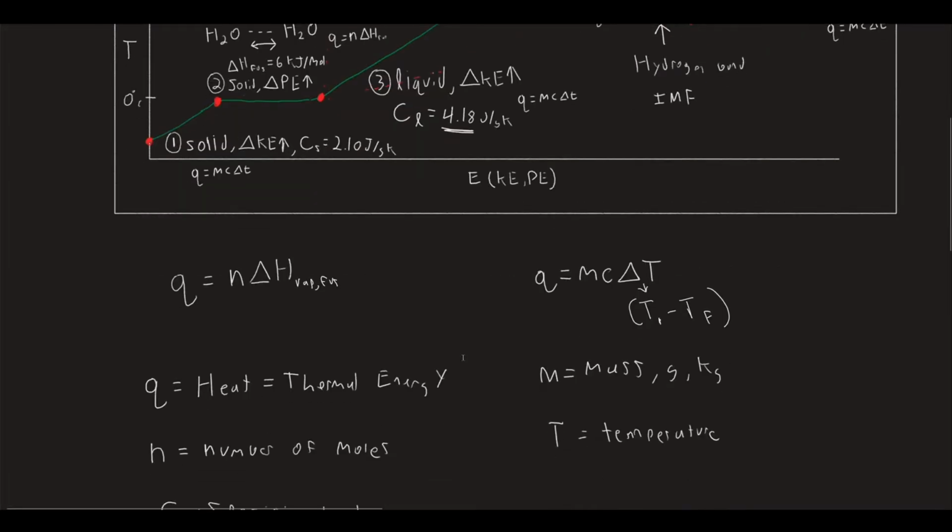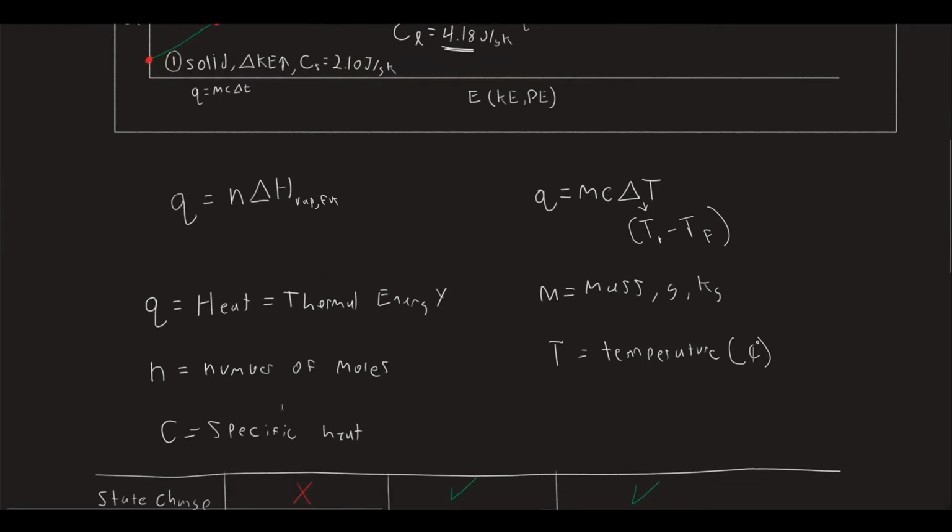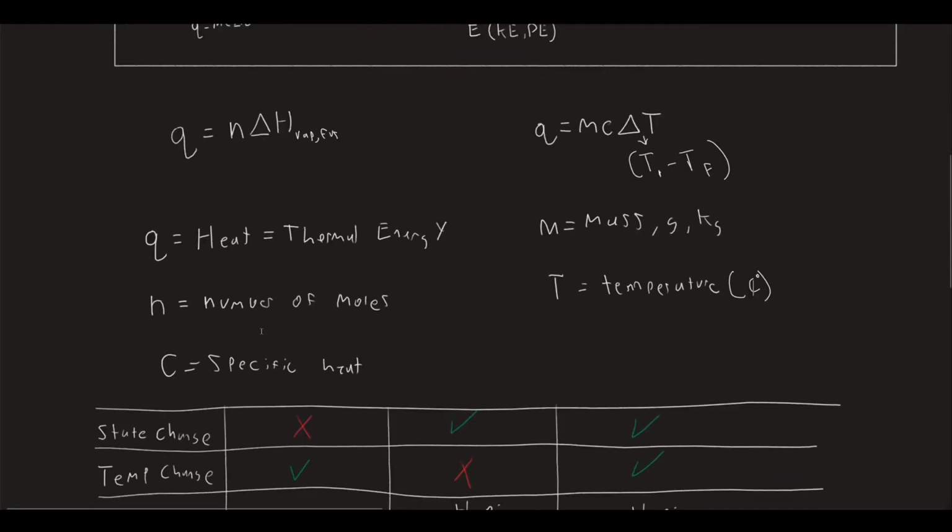So Q, as I said, is heat, thermal energy, and mass. It's going to be usually in grams or kilograms. Remember, if you are using a specific C value, you need to have your mass correspond to that C value. We have temperature, which is going to be in Celsius. So make sure we use degrees Celsius. N is the number of moles, and C is the specific heat.